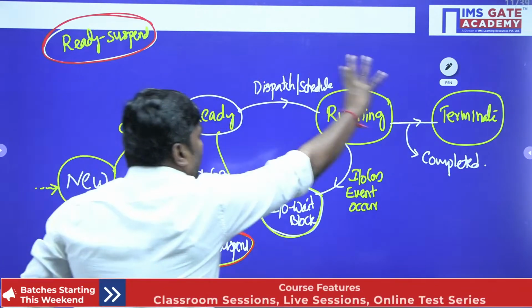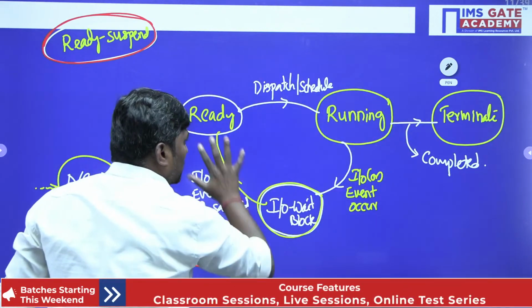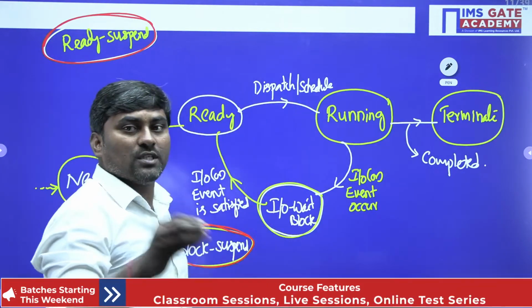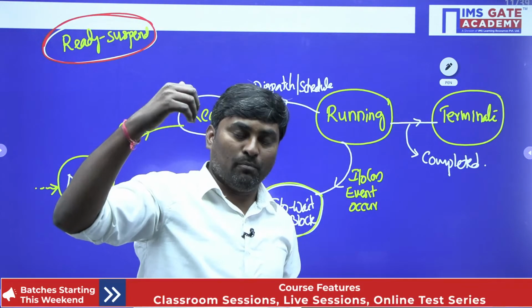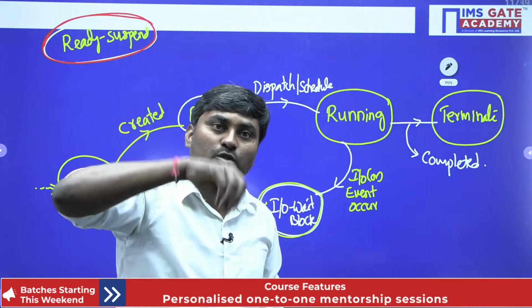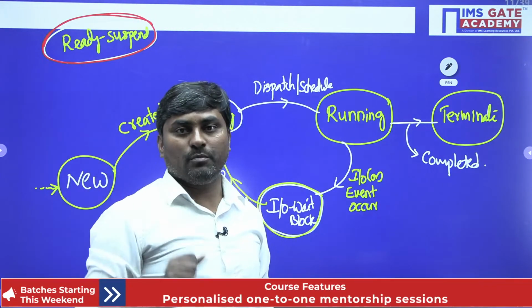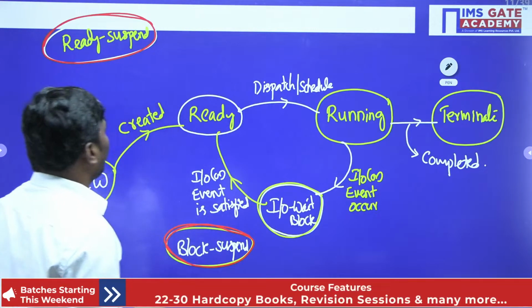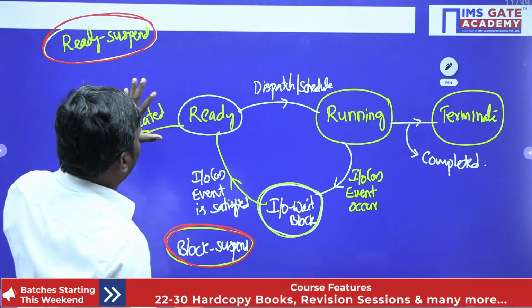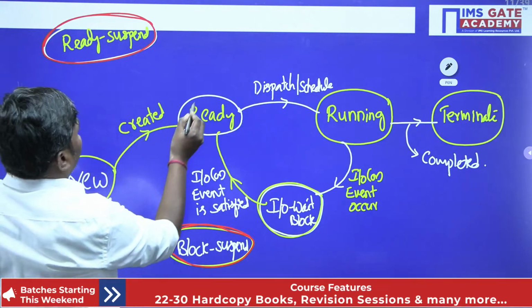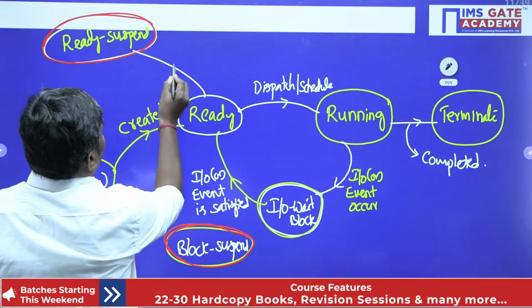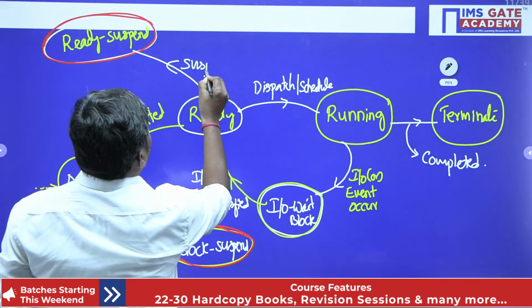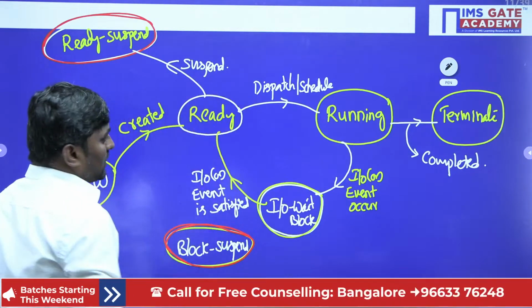Normally in the 5-state model, all the time the process is in main memory only. But sometimes processes loaded into memory we also suspend to secondary memory. Some reasons will be there, and we'll take the circumstances clearly. Look at this, all of you. Sometimes we suspend a process from the ready state here. What is the reason? I'll tell you.